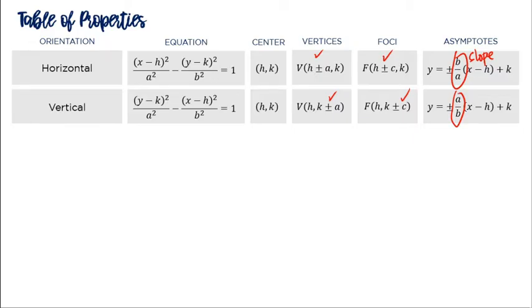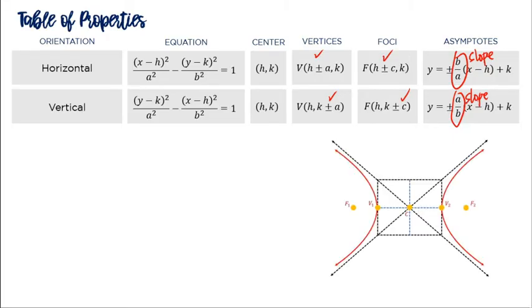So, for vertical, we have a over b naman yung slope ng asymptote. Okay, so from this table of properties, we can have the following concepts. First, the center is the point midway the foci and the vertices. Makikita yan sa illustration. It is also the intersection of the asymptote. Okay, so yung point of intersection ng asymptotes natin ay yung center.